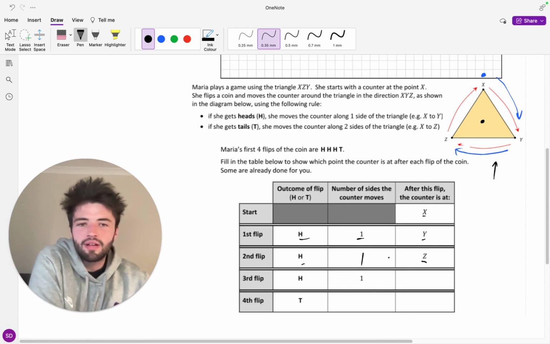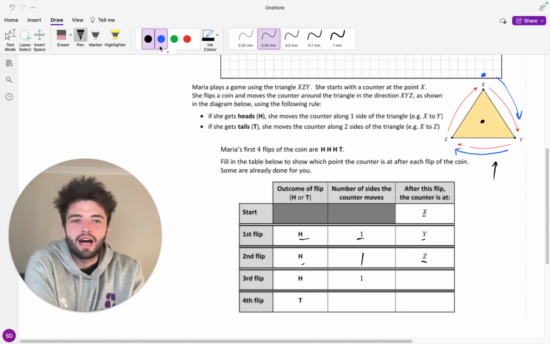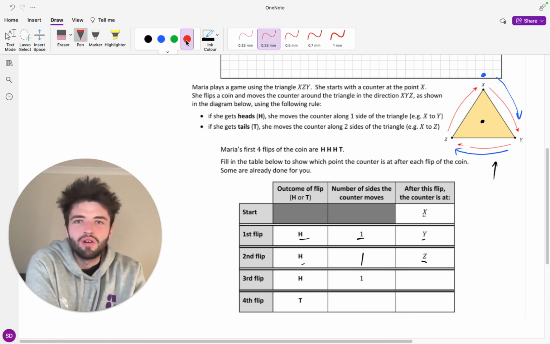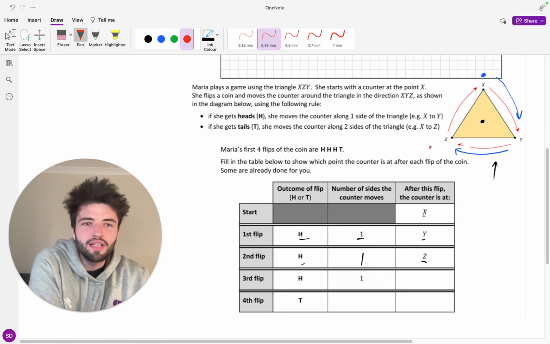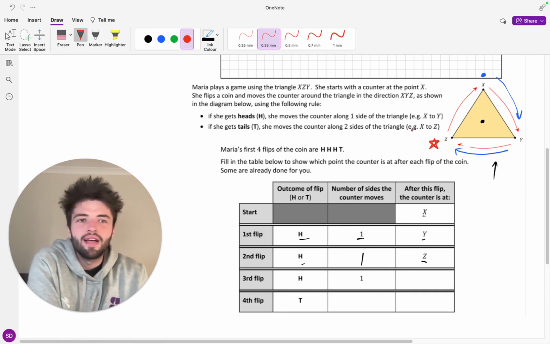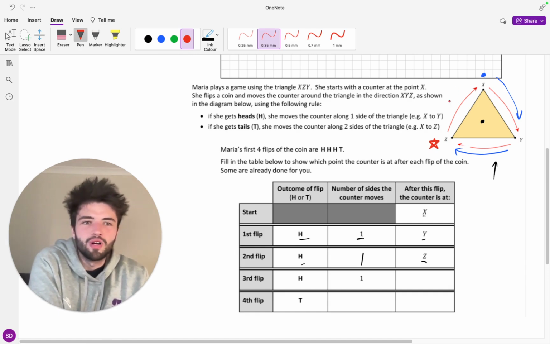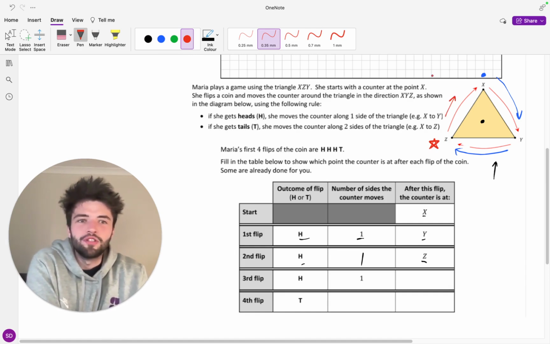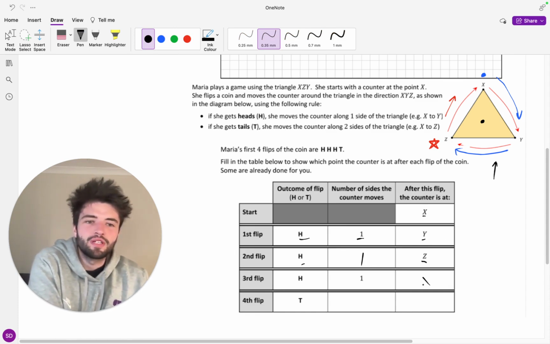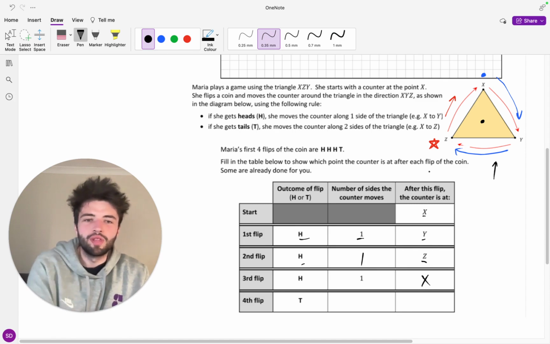For the third flip, they give us that the number of sides it's moved is 1, and so we know that after the second flip, if I put it in red here, our counter was at Z, so our counter is here now on the diagram. And so because it's heads, it only moves one stage up to X, and so the location of our counter now is going to be X. And so this question is basically testing, can you combine a coin flip with a situation where something is moving within a diagram.